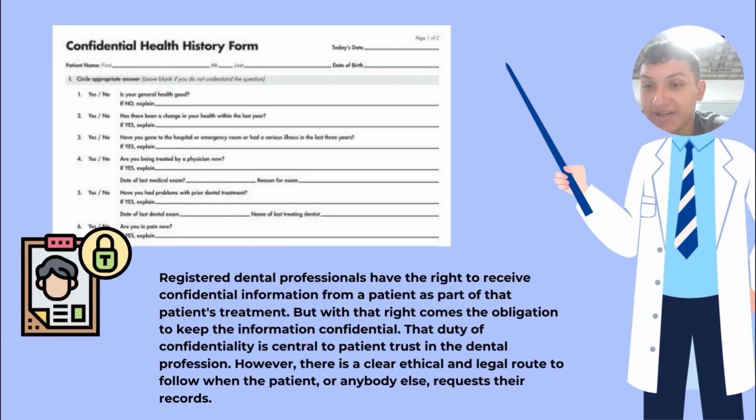Registered dental professionals have the right to receive confidential information from a patient as part of that patient's treatment, but with that right comes the obligation to keep the information confidential. That duty of confidentiality is central to patients' trust in the dental profession.